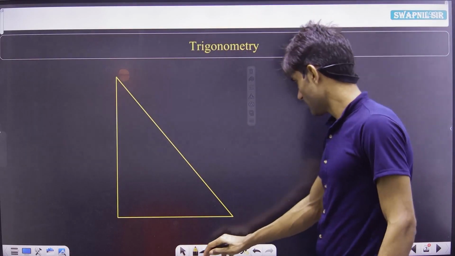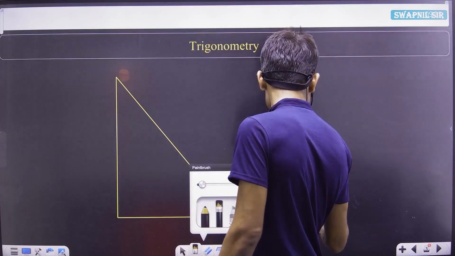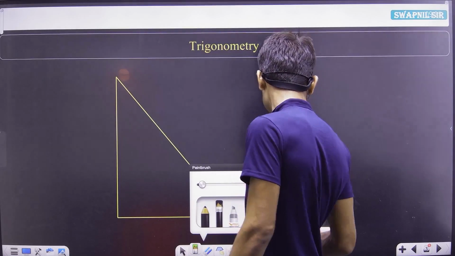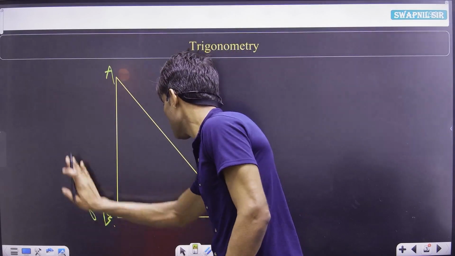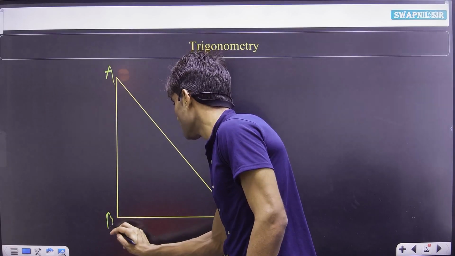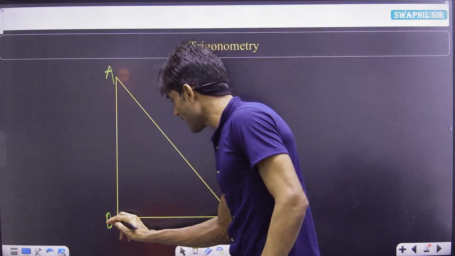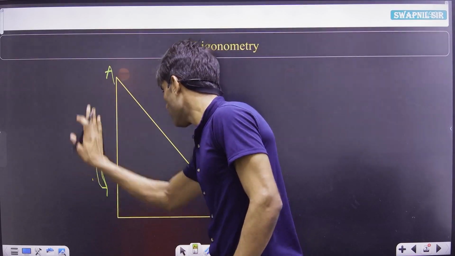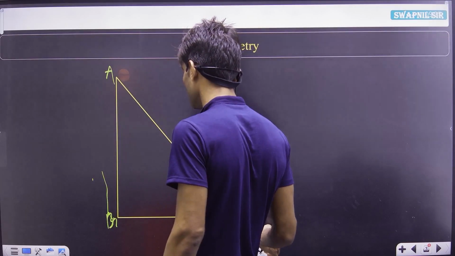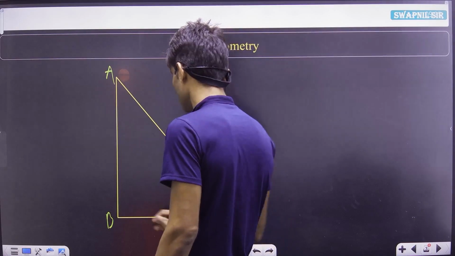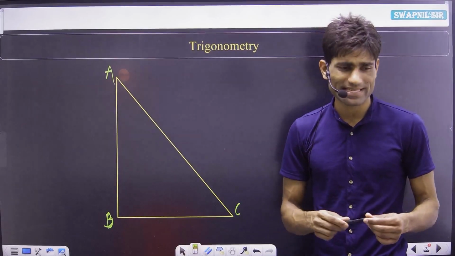Let me go for another color, so that you can understand. Let me plot one triangle here, triangle A, B, C. So I have triangle ABC, and within it I have 3 vertices: vertex A, vertex B, and vertex C.